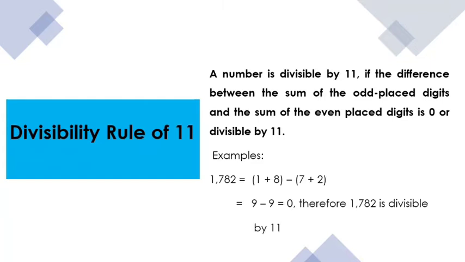1,782. The odd place digits of this number are 1 and 8. The even place digits of this number are 7 and 2. Now, let us add the sum of the odd place digits and the sum of the even place digits.